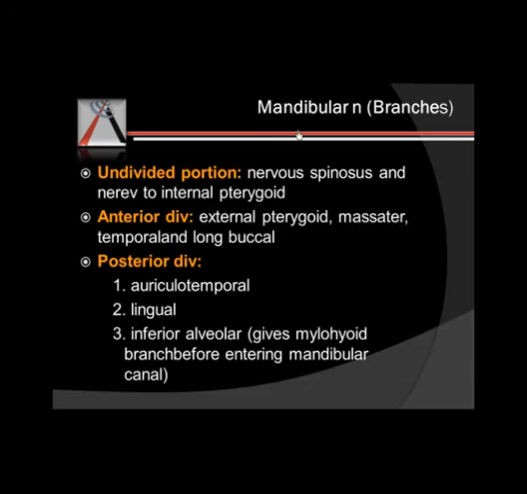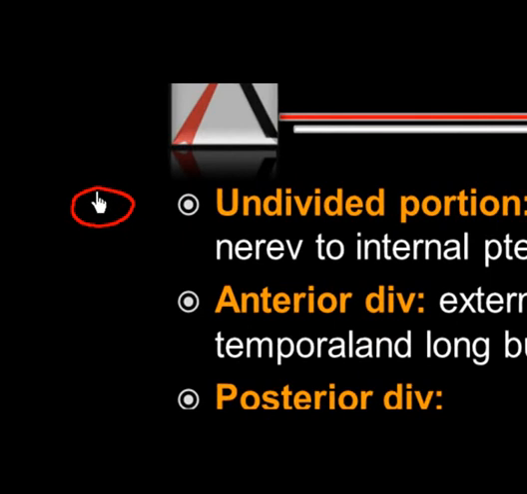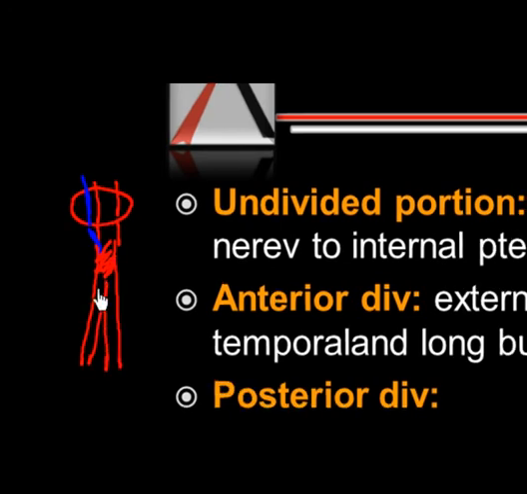Next we come to the mandibular nerve. The mandibular nerve exits the cranial cavity through the foramen ovale. It is also accompanied by a motor branch. This motor branch joins the mandibular nerve as soon as it exits from the foramen ovale. After joining, the mandibular branch and the motor branch continue as an undivided portion and later divide into the anterior and the posterior division.